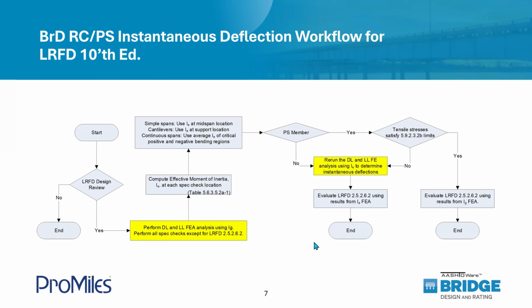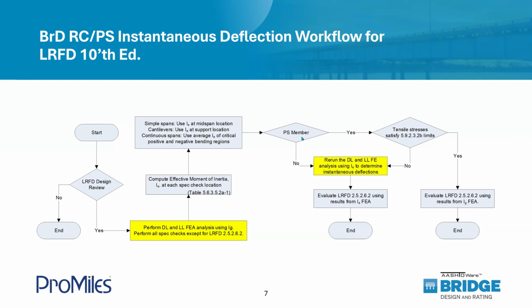This flowchart shows the workflow on how instantaneous deflections are calculated. The highlighted parts are where we do analysis, the finite element analysis. So first we do the finite element analysis based on I g, that's the gross moment of inertia. And then we do all the spec checking based on forces calculated using that gross moment of inertia, except this article which checks the instantaneous deflections. And that's because to get to the instantaneous deflections, we have to calculate this effective moment of inertia, which we do based on the results from the first analysis.